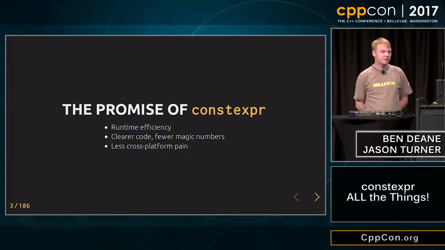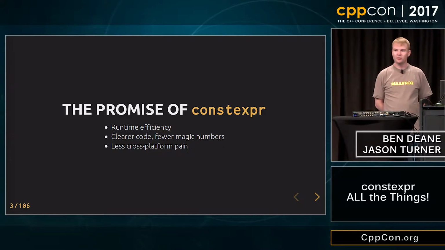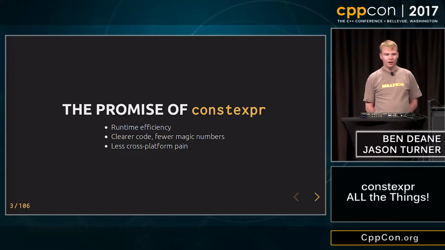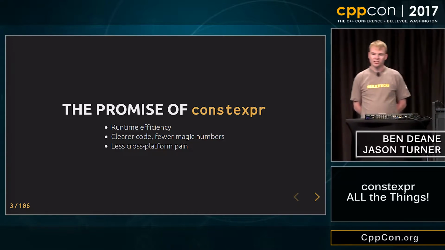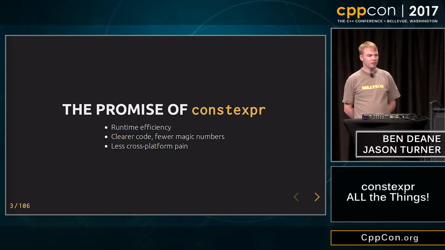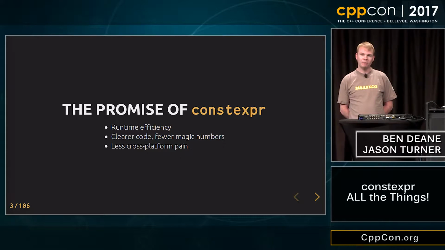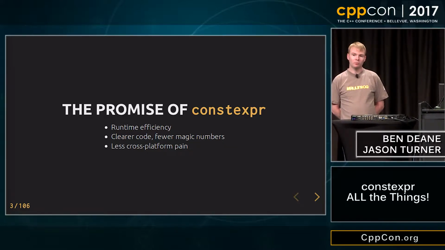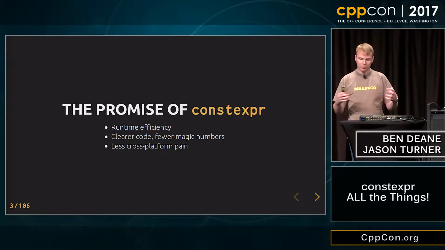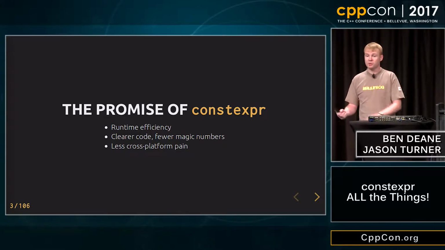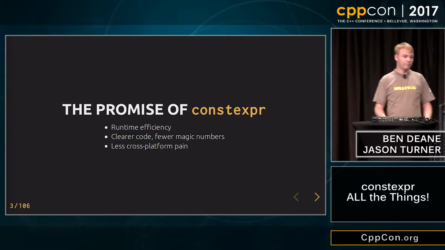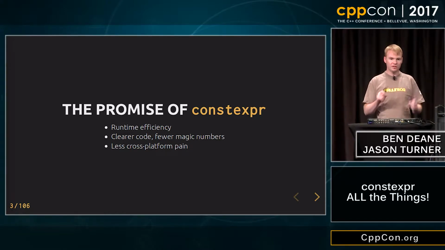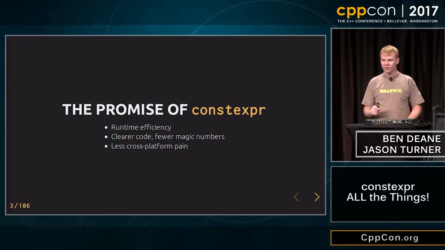So, of course, the promise of constexpr is that we get runtime efficiency by moving things from runtime to compile time. Also that we can simplify code through compile time computation. So where we would have magic numbers in code, perhaps, we could now just write the more expressive expressions that we use to compute those magic numbers, and they get done at compile time. We don't need to muck about with the preprocessor to be sure of things not making it into the runtime.